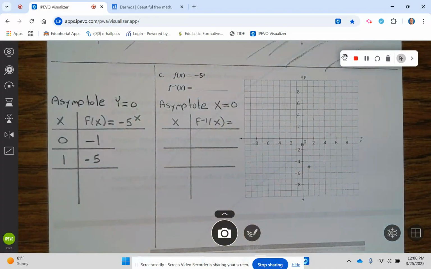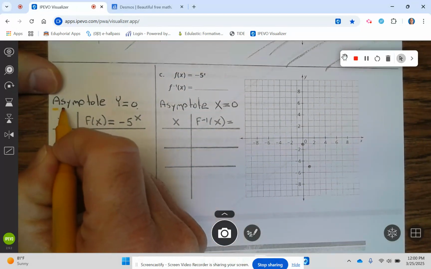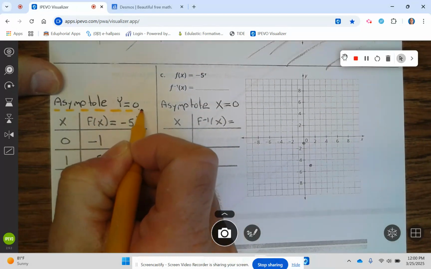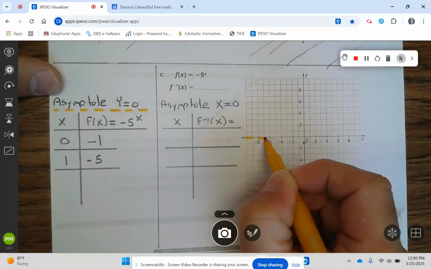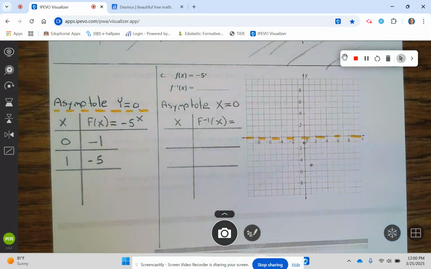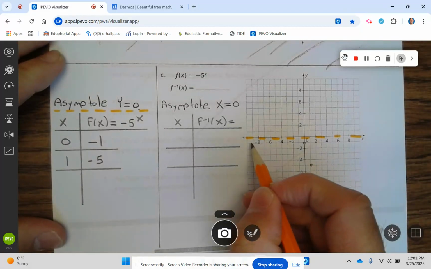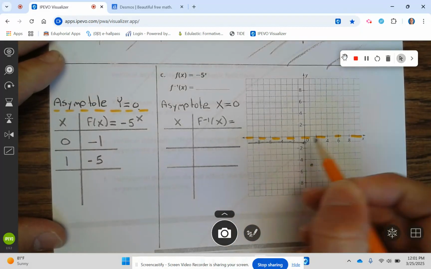And we have a horizontal asymptote at y equals 0. And our corresponding graph is like so.